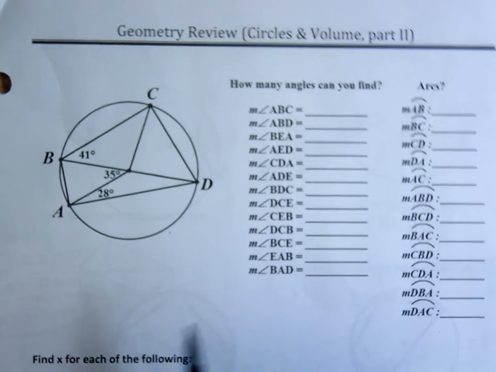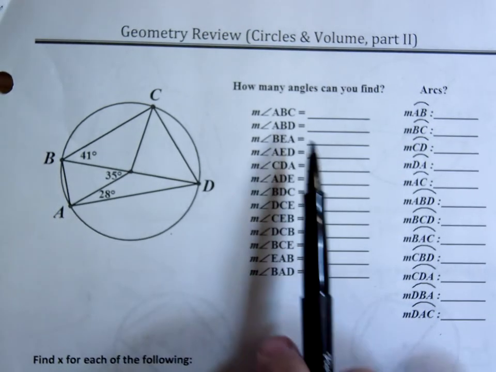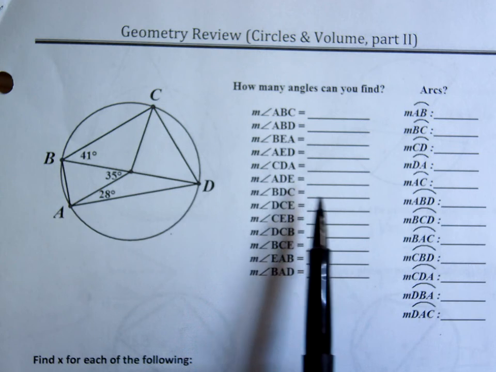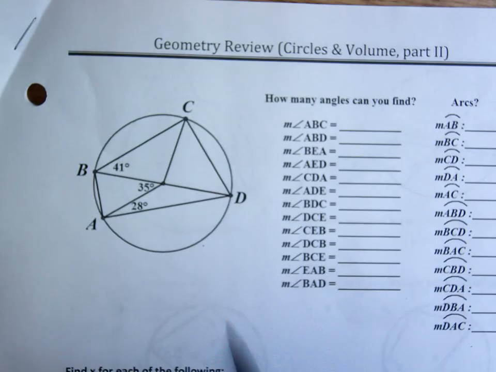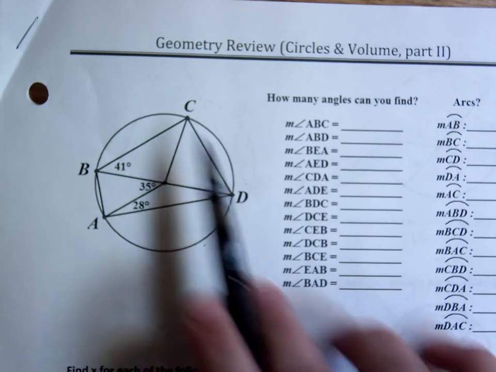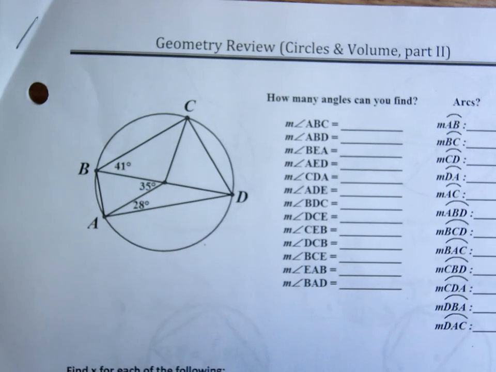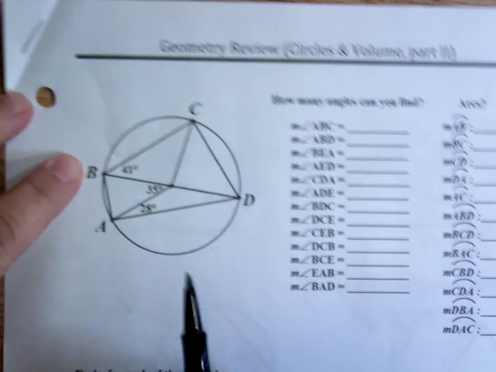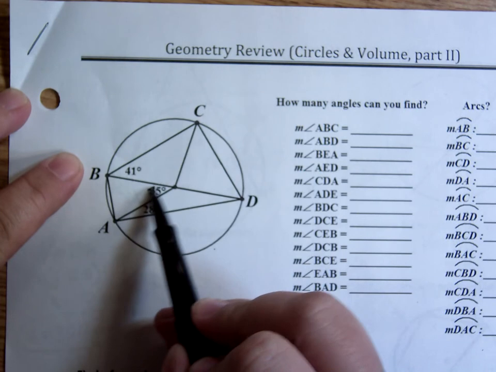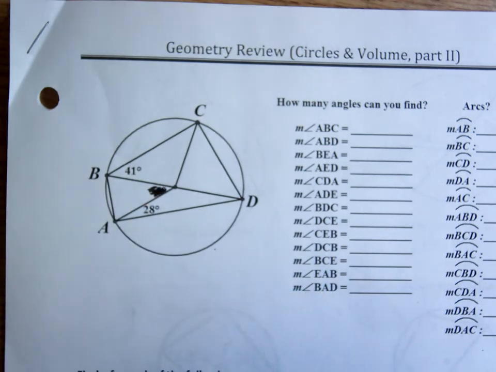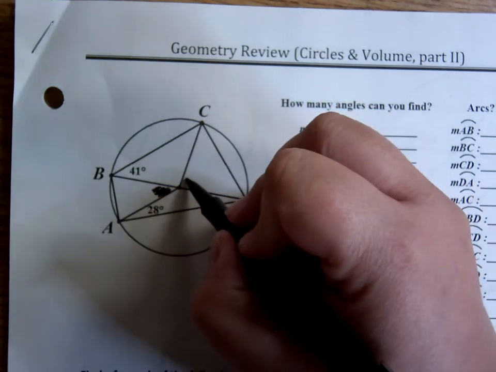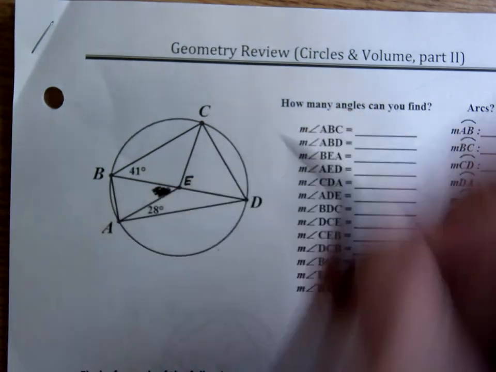But basically the way I would approach a problem like this, even if it only asked for 2 or 3 of these, the idea here was to get you in the habit of trying to find everything you could find first and then worrying about what's asked for. In other words, we should be able to find pretty much every angle in this picture. So first thing I told you to scratch out this 35 because it actually contradicts the information with the 28. And I also told you that this was E, this point right here.